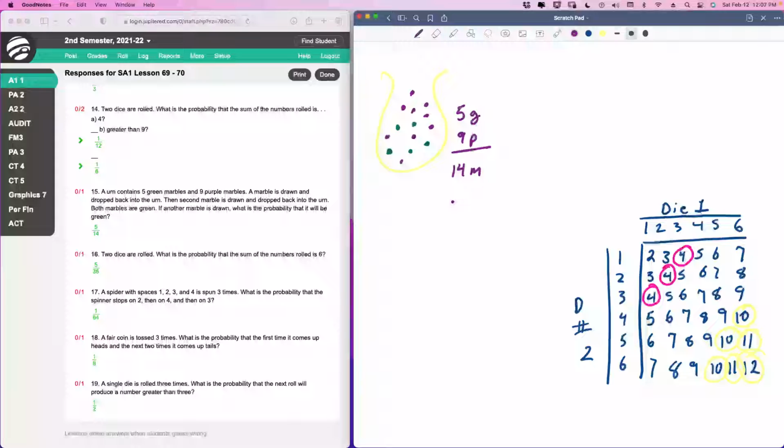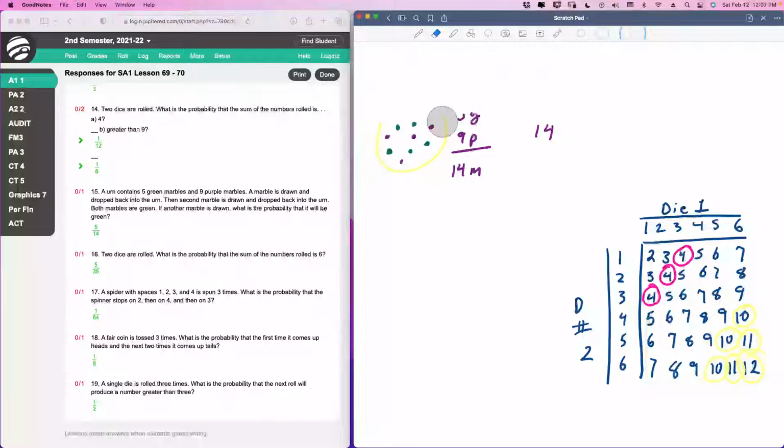A marble is drawn and dropped back in. Second marble is drawn and dropped back in. Both were green. If another is drawn, what's the probability that it will be green? It doesn't matter that these others were drawn except for the fact that they were put back in. So because they were put back in, everything remains the same. We still have 5 green and we still have 9 purple. So the chances that the next one will be green is 5 out of the total of 14 marbles. So 5 over 14.